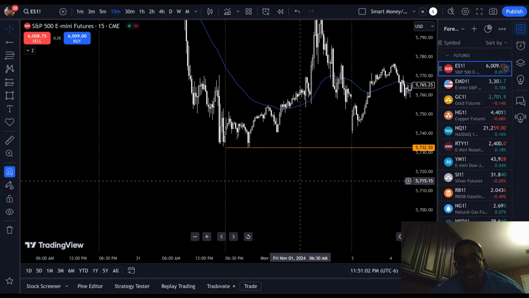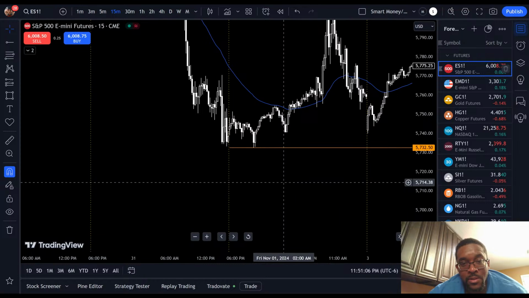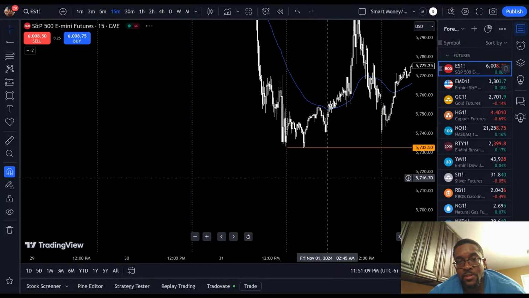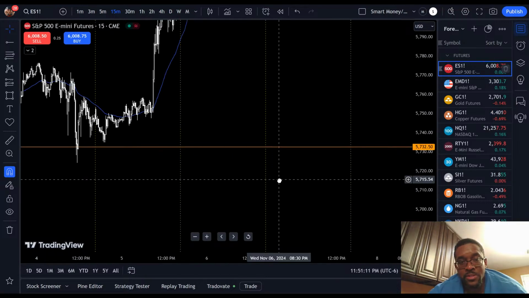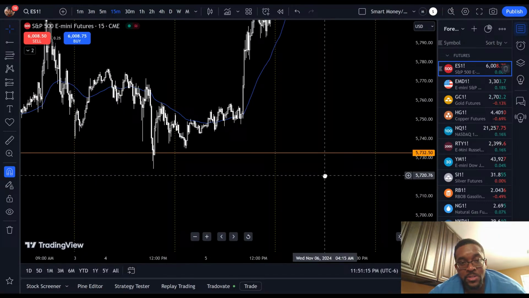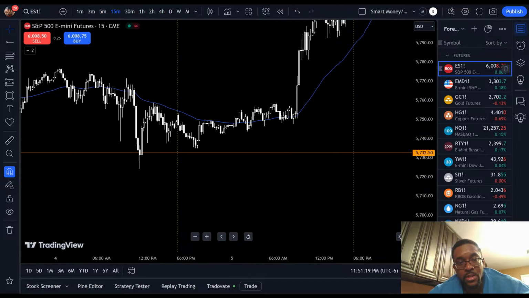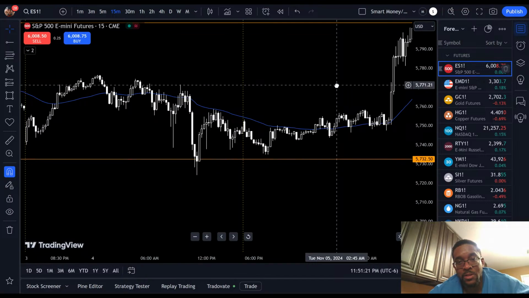Hold on a second. I'm trying to get this to expand. I don't know what's going on with my computer. It's not doing what I want it to do. It's not moving like I want it to move.